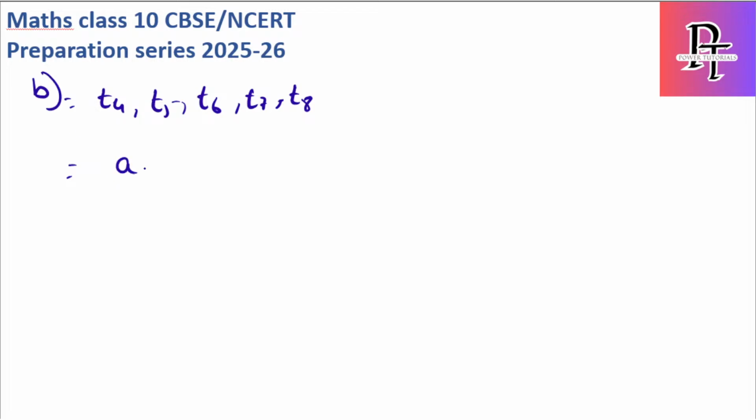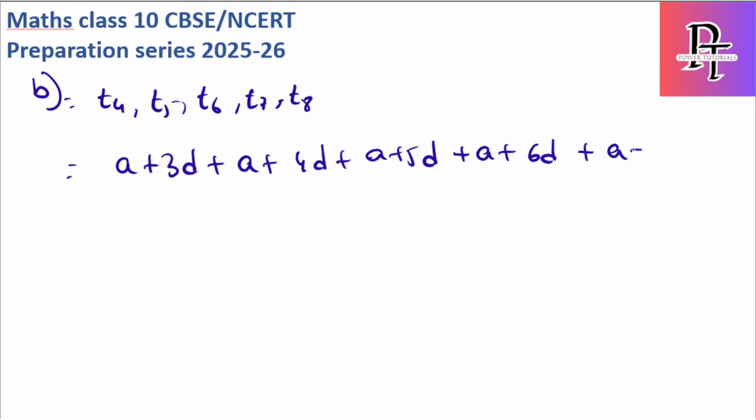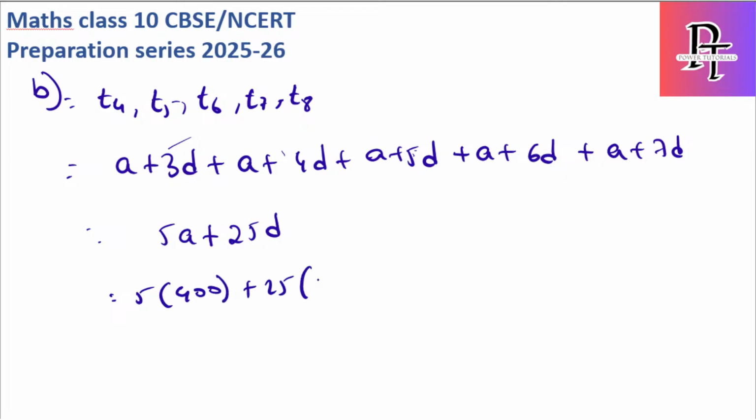So this becomes a plus 3d plus a plus 4d plus a plus 5d plus a plus 6d plus a plus 7d. Okay, so how many terms? 1, 2, 3, 4, 5 terms. So 5 into a plus 3 plus 4 is 7, 7 plus 5 is 12, 12 plus 6 is 18, 18 plus 7 is 25d. Okay, so 5 into a, where the a value is 400, plus 25 into 7.6.